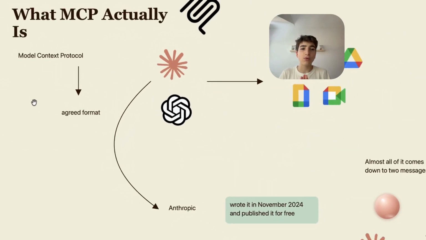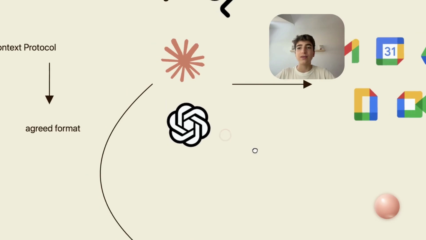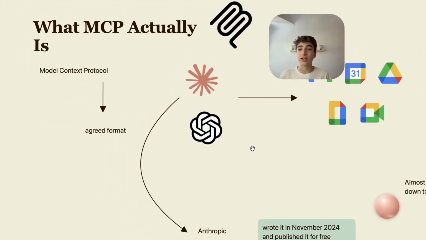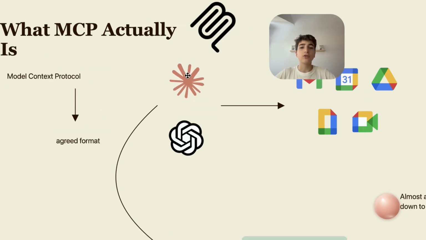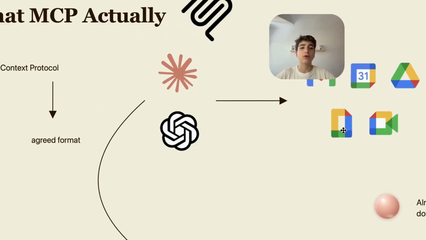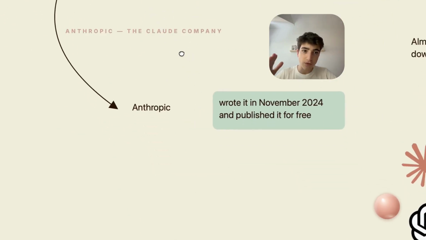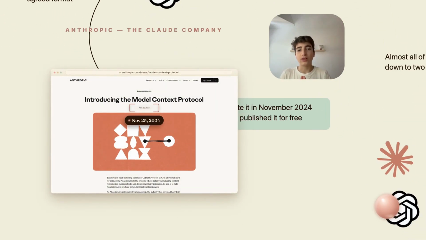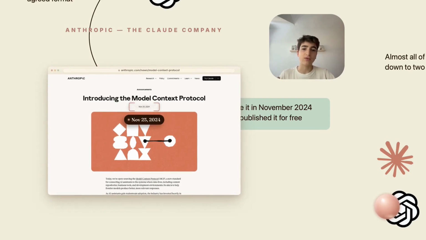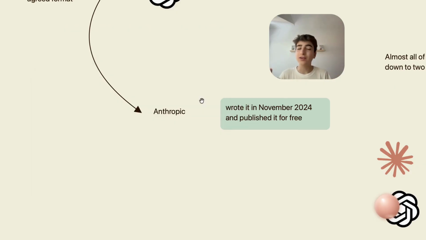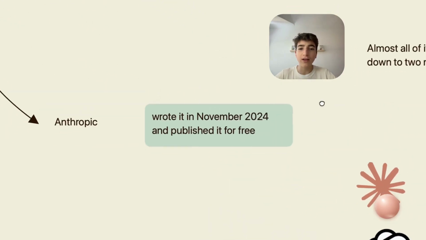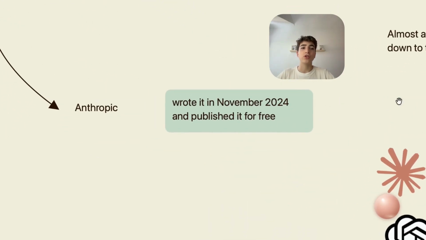So then we have what MCP actually is. MCP stands for Model Context Protocol, and the important word here is protocol, because a protocol is an agreed format. So we have Claude or ChatGPT, these AI chatbots, and we want to connect them to these tools. Anthropic, the Claude company, wrote in November 2024 and published for free some text. Anyone could use it without asking for permission or paying for it.